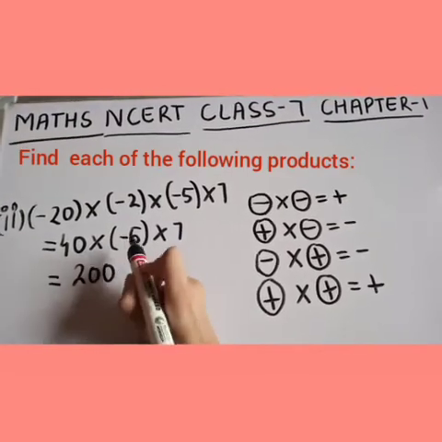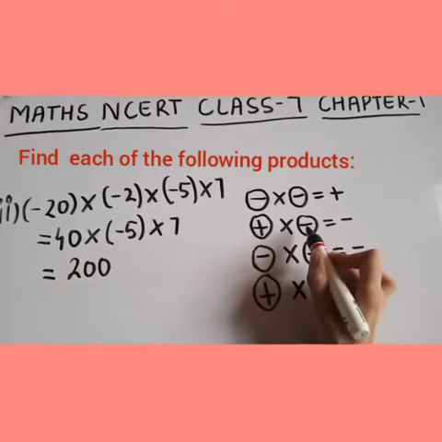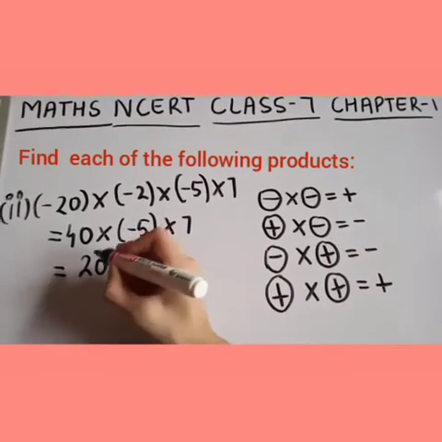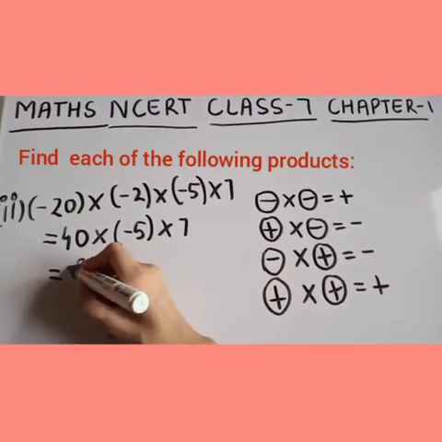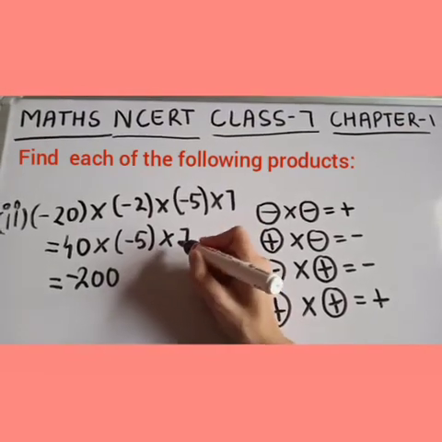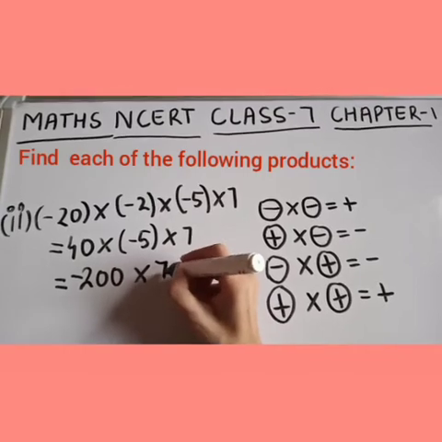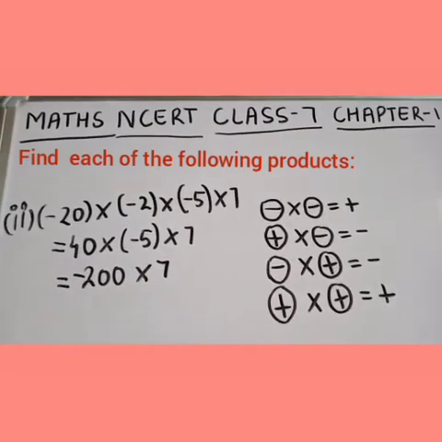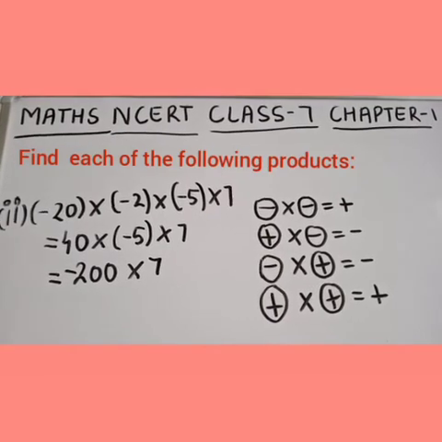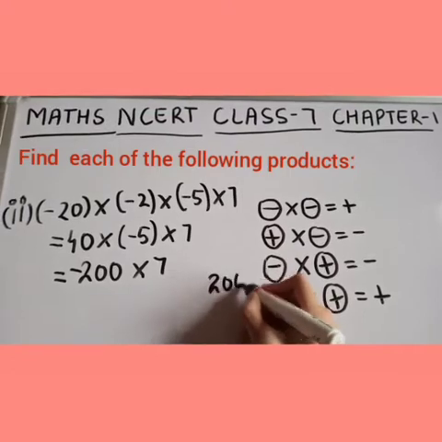Now, let's come on to the signs. This is a positive number and this is a negative number. So, a positive number and a negative number gives a negative number. That means 200 will come out to be a negative number. Now, only 7 is left. Now, let's write down over here multiplied by 7. Now let's multiply 200 by 7 and let's see what will be the product.